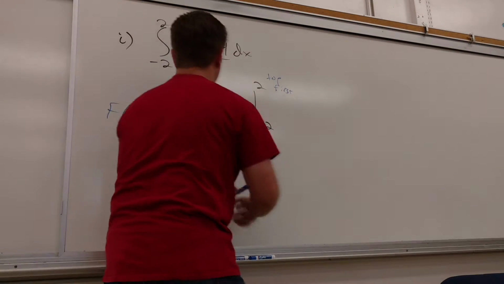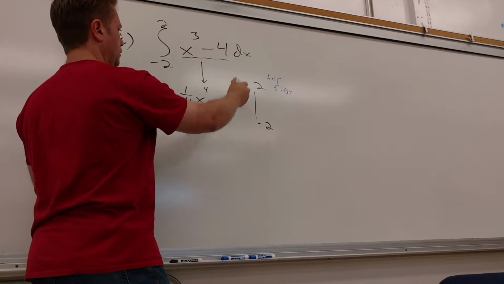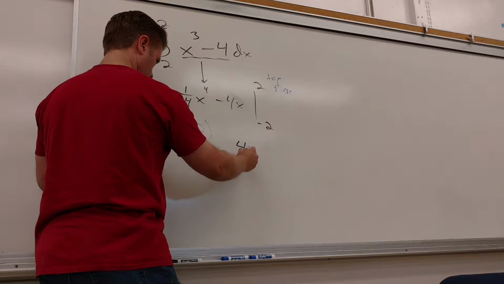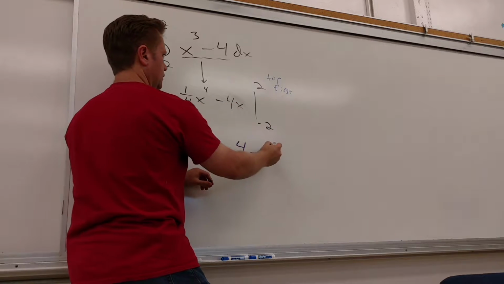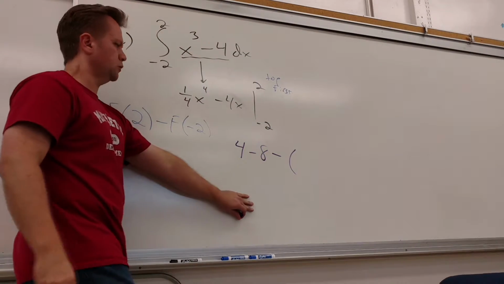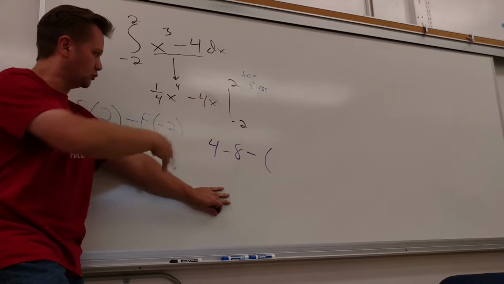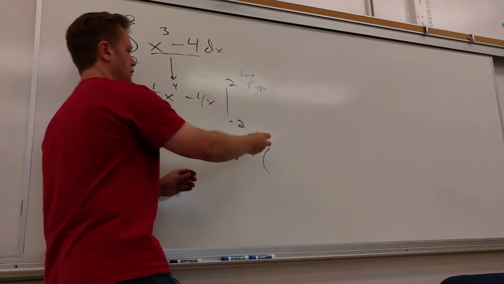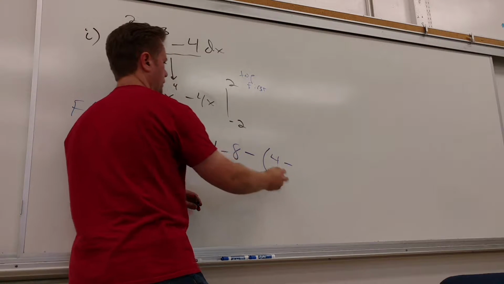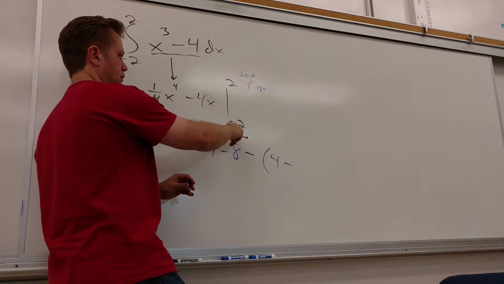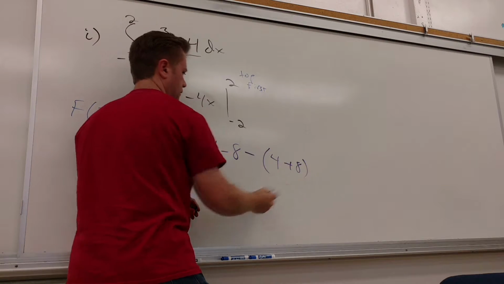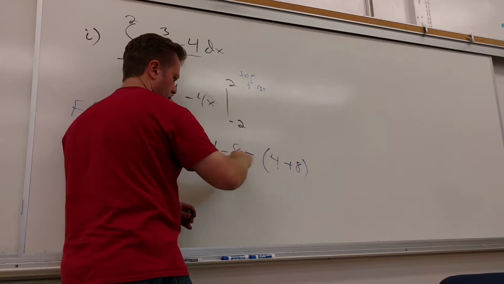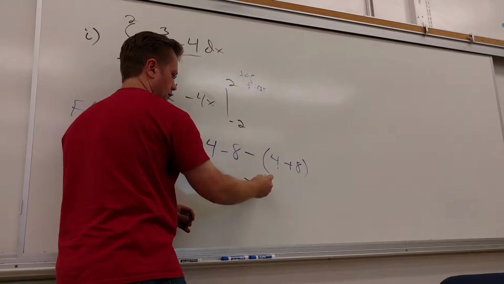So now you just plug and chug, so you get 1/4 of 2 to the 4th. 2 to the 4th is 16 divided by 4 is 4, minus 8, minus, and there were some problems with the negative here. You've got to be careful. You've got to subtract the whole thing. And when you plug negative 2 in, again, you get 16 divided by 4 is 4, minus, this becomes plus 8. Oh, I get plus 8. So you get 4 minus 4 is gone. Negative 8, negative 8 minus 8 is negative 16. Cool.